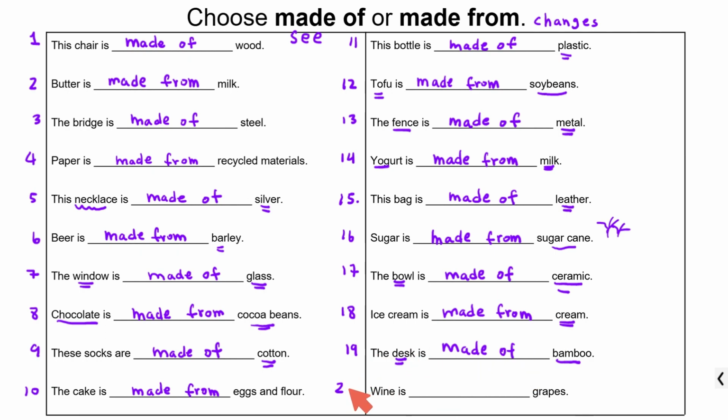And for number 20, we have wine is blank space grapes. So literally we cannot see the grapes. So the grapes change to wine. So we have to choose made from for this sentence. And now we can read the sentence. Wine is made from grapes.